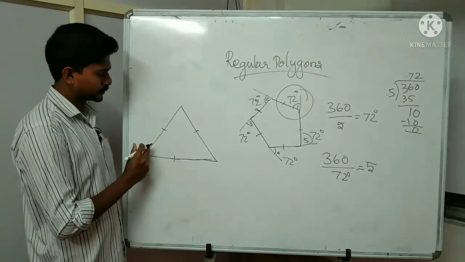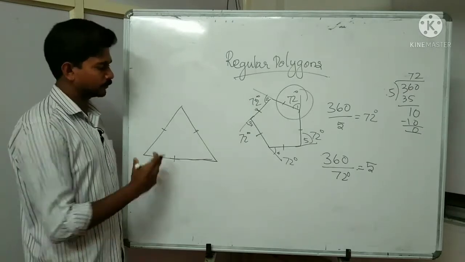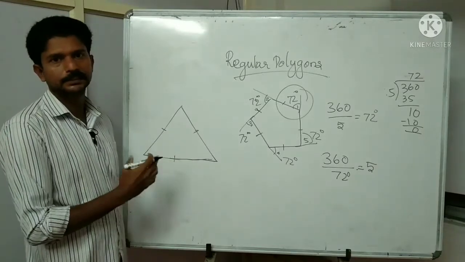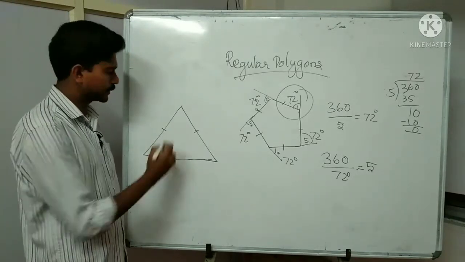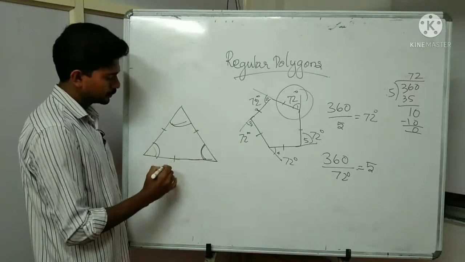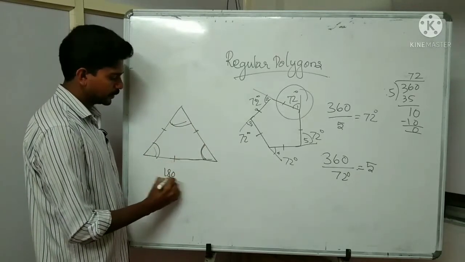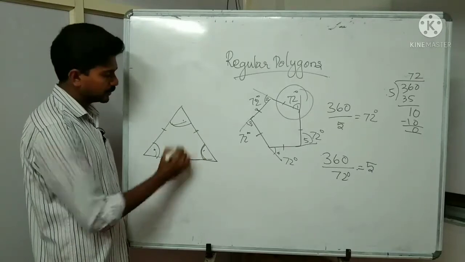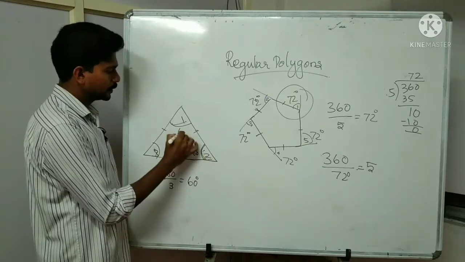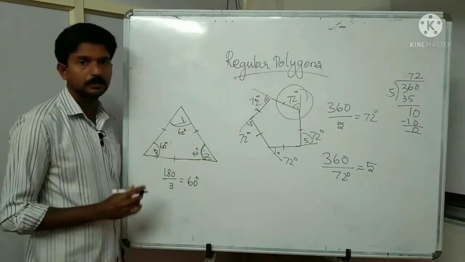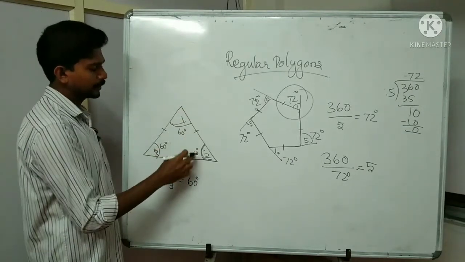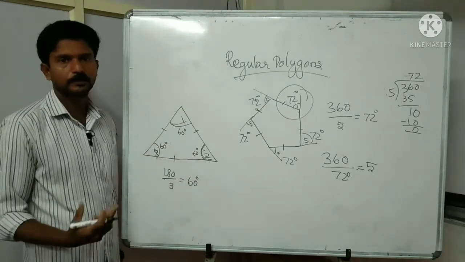So if you see the angle measure of a triangle, we know that in a triangle, the sum of the interior angles is equal to 180 degrees. There are 3 angles and they are equal. When you divide 180 by 3, we get 60 degrees. So the minimum interior angle a regular polygon can have is 60 degrees. Okay, that is a question.